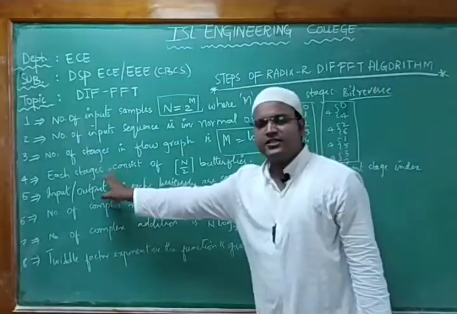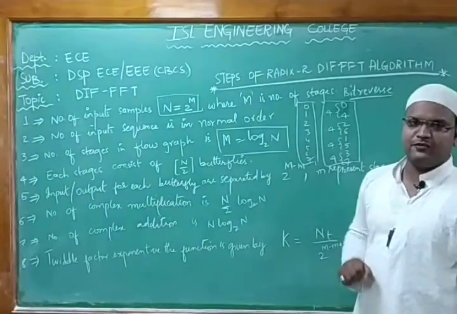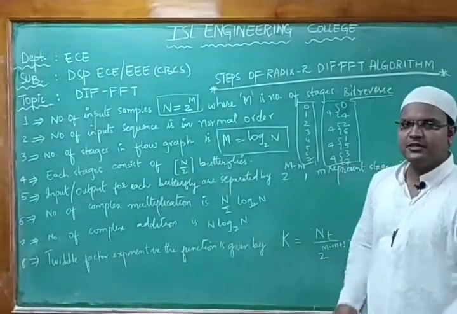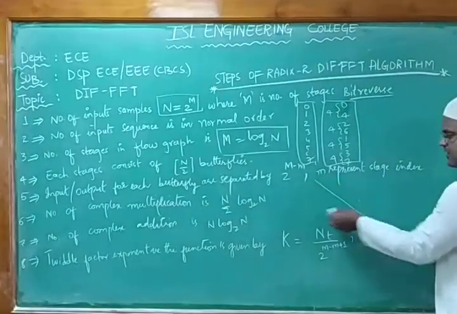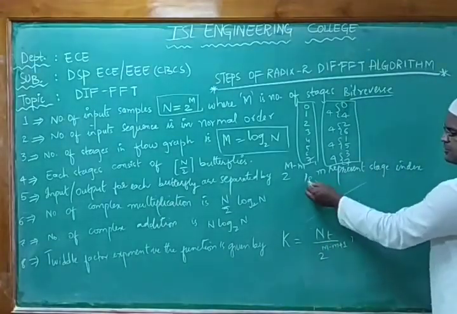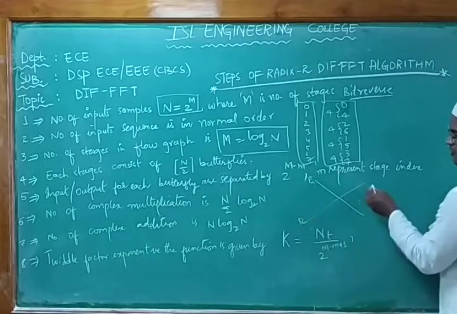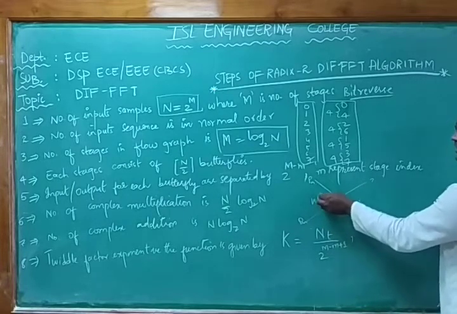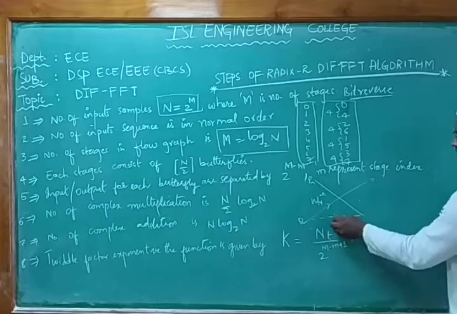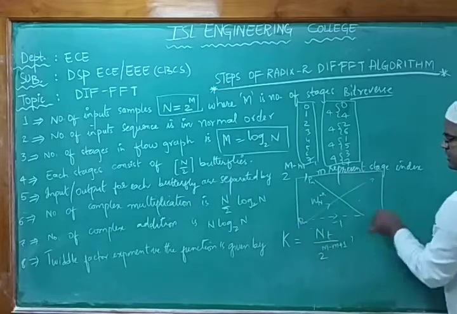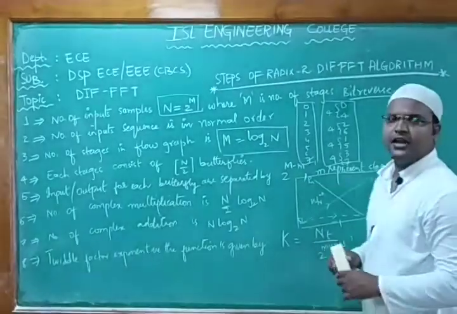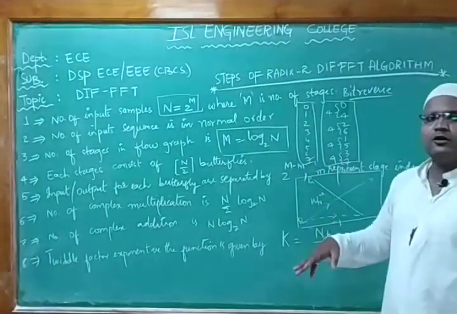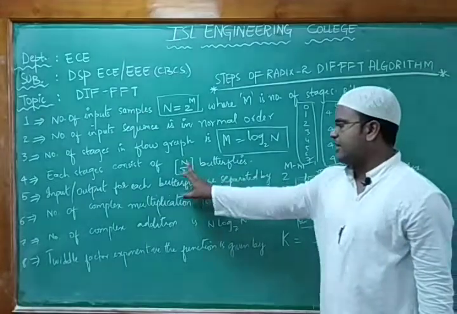Similarly, each stage consists of how many butterflies? Each stage consists of N by 2 butterflies. That means if you take one stage, suppose this is Pn and this is Qn, to write the output of it, I write the weighting sequence W N power k, and for the feedback I mention minus 1. This is one stage, in which I am taking 2 butterflies. Like that, depending upon the number of butterflies, I can take more than 2. That depends upon our stage, N by 2.